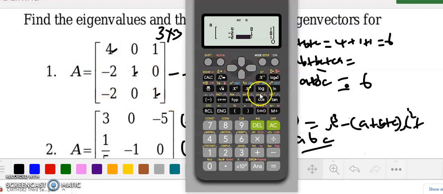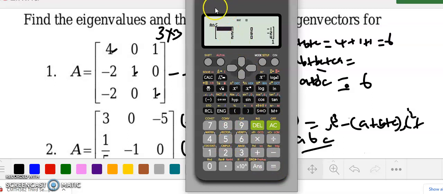So now to find the adjoint of this matrix, press AC, go back to matrix, shift, option number 4. We are looking for mat, which is 3. It is simply the inverse. So inverse, and we are looking for the adjoint of the matrix. So multiply by, what is the determinant of this matrix? It is 6. Multiply by 6. This will give you the adjoint.